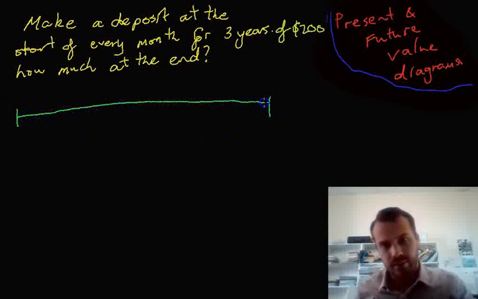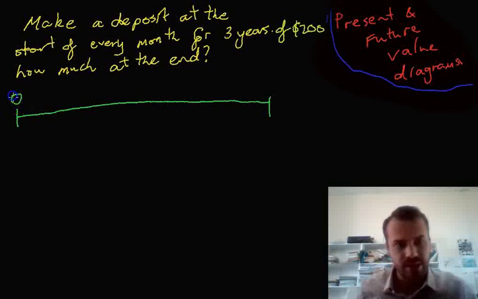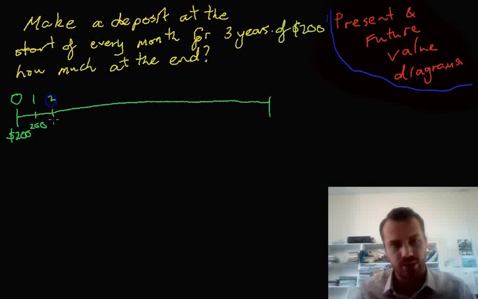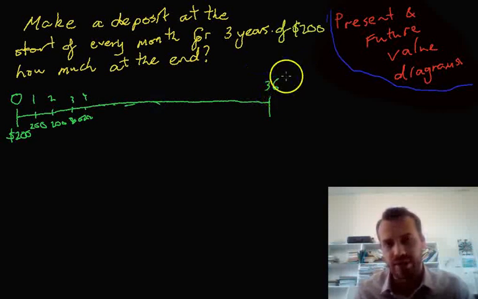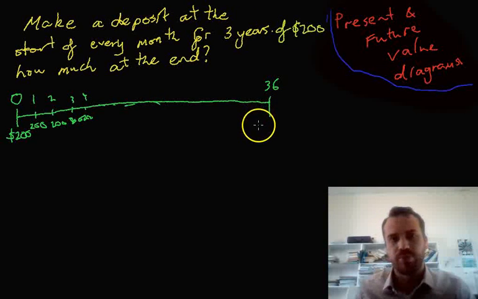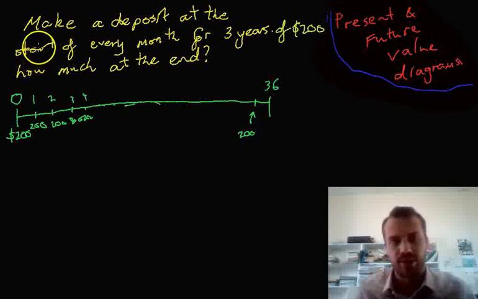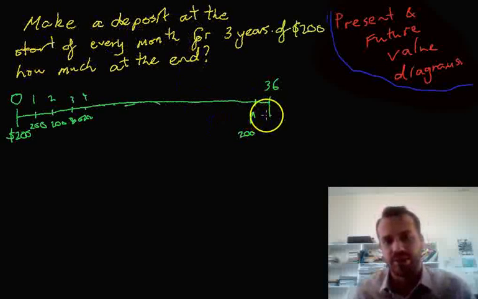We start here. Now, at the start of every month, so that means at time 0, you're going to put in $200. But you're also going to put in $200 at time 1. And you're also going to put in $200 at time 2. At time 3 and 4. $200. You get the general idea. This goes on and on, all the way up to 36 months, 3 years, where you're going to put your final $200 in here, because remember it says you're putting it in at the start of every month. So you put $200 in here.